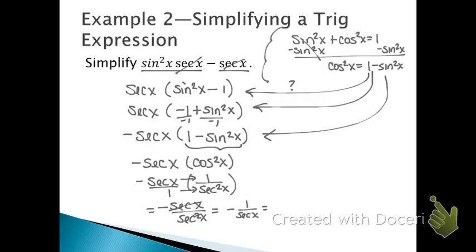No, there's more. What is 1 over secant? Let's look. It never ends. Cosecant. So I got a negative cosecant of x. And now it's only one term. You can't get much smaller than that, right?